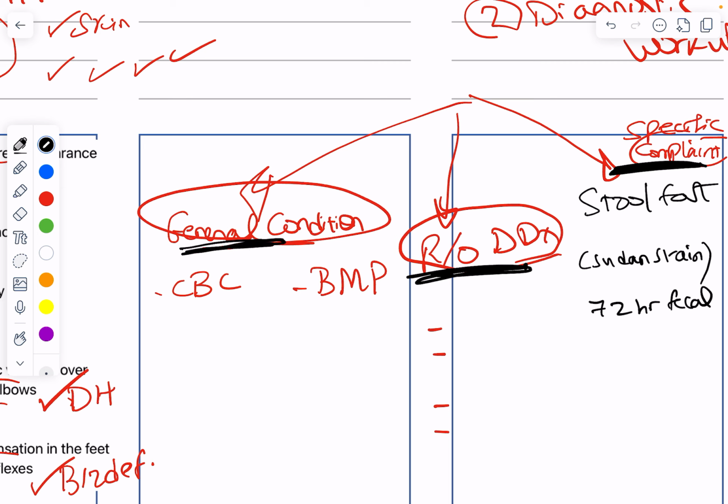Now, for the general condition, we mentioned complete blood count and BMP. How is that beneficial, or how is that useful for celiac? Because it's malabsorption, right? Because it's malabsorption, it can cause anemia and iron deficiency, right? So we might want to check the complete blood count. It could be inflammatory bowel disease, so we might want to check the white blood cell count, right? BMP, or basic metabolic panel, includes liver function tests, kidney function tests, and electrolytes, right?